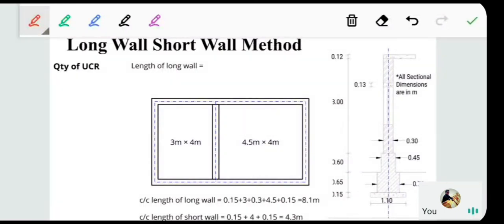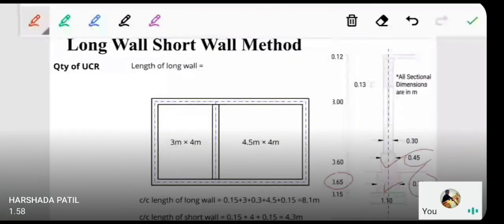Length of the long wall will be the center to center distance plus width of the item. Again, length of the short wall will be center to center distance minus width of the item. Here the item is UCR. In case of the UCR, there are two steps. Therefore, first we are going to calculate this step, and second we are going to calculate the other step. For the first step, the width of the item is 0.70 and height of the item is 0.65. For the second step, the width of the item is 0.45 and height of the item is 0.6.